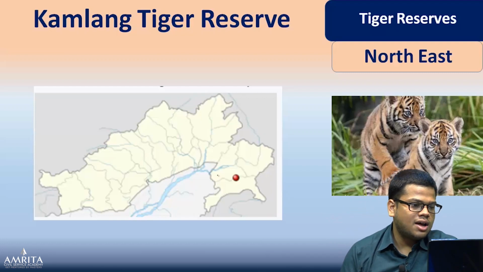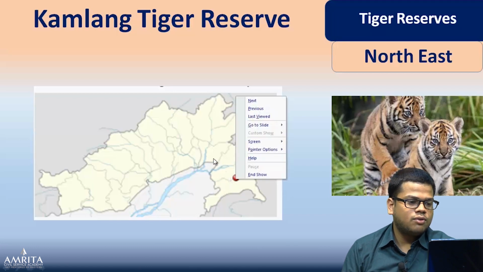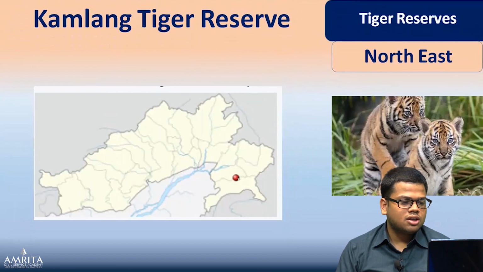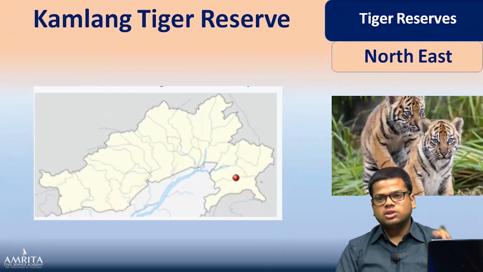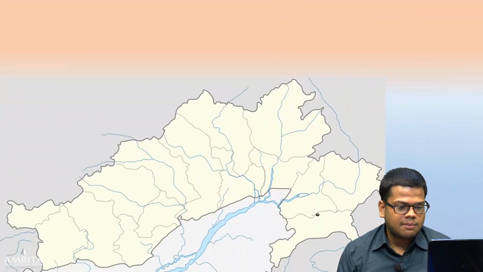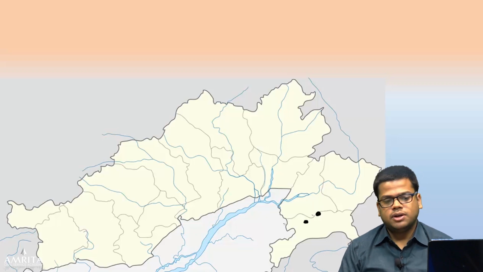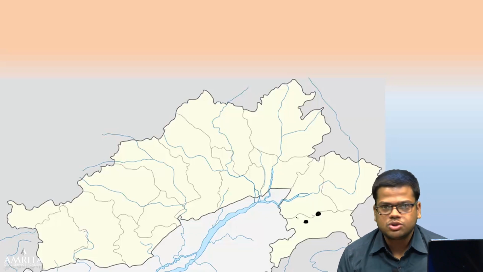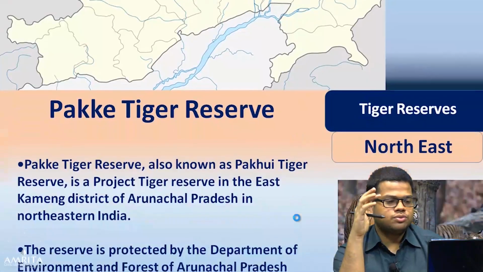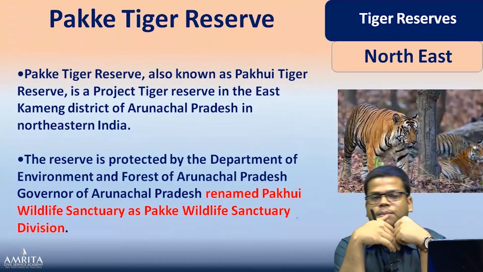So the location of Kamlang Tiger Reserve. You can see it is a very close location to what we have identified, Namdafa. Just to reiterate, if we want to put both Namdafa and Kamlang together, Kamlang will be here and Namdafa will be here, very nearby. Okay, just to make yourself clear, I put this map so that you can identify and put it in your map also.